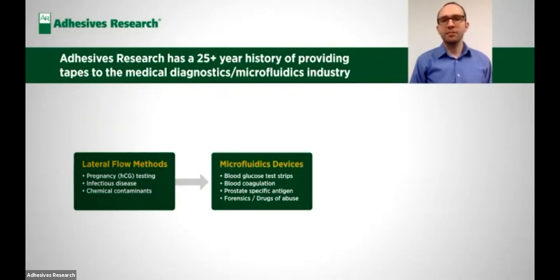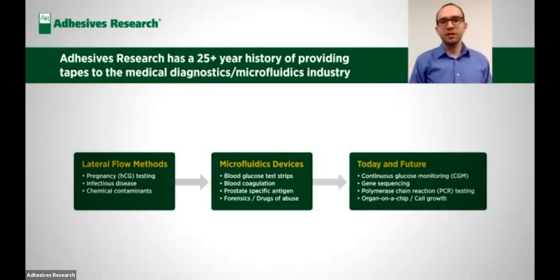We then moved into the area of microfluidics and devices such as blood glucose test strips, blood coagulation devices, the detection of prostate-specific antigen, as well as forensics and drugs of abuse. And we continue to innovate for the future in areas such as continuous glucose monitoring, gene sequencing, PCR testing, and organ-on-a-chip or cell growth types of platforms. Before I get into the rest of the presentation, I'd like to briefly review the types of pressure-sensitive adhesive tapes that are available in the marketplace.